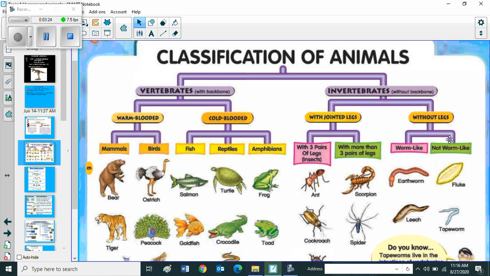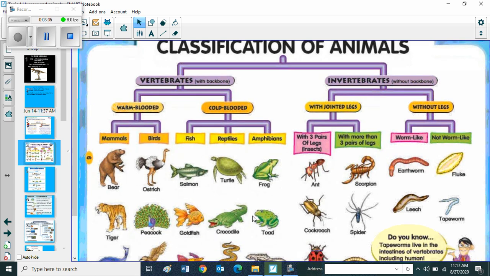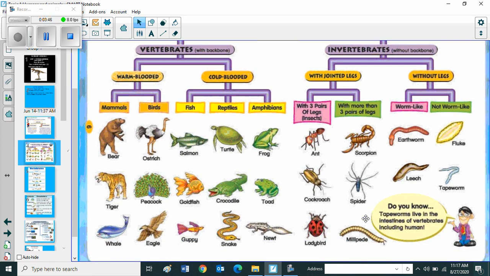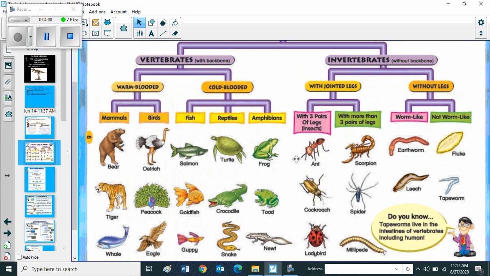The next one is about without legs. Without legs, you can see worm-like and not worm-like. So these are the two types of classification without legs. Here you can see bear, ostrich, salmon, turtle, frog, scorpion, earthworm, fluke, leech, tapeworm, spider, cockroach, toad, crocodile, goldfish, peacock, tiger, whale, eagle, snake, ladybird, millipede, etc. All these come under vertebrates and invertebrates. So let's move to the next slide.